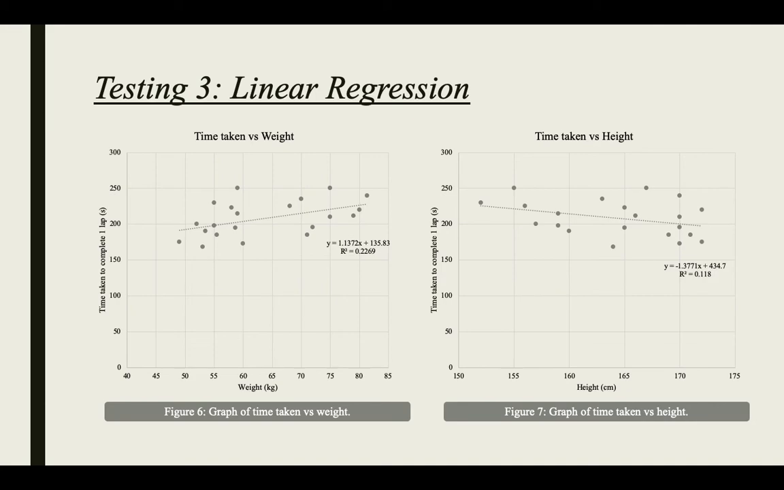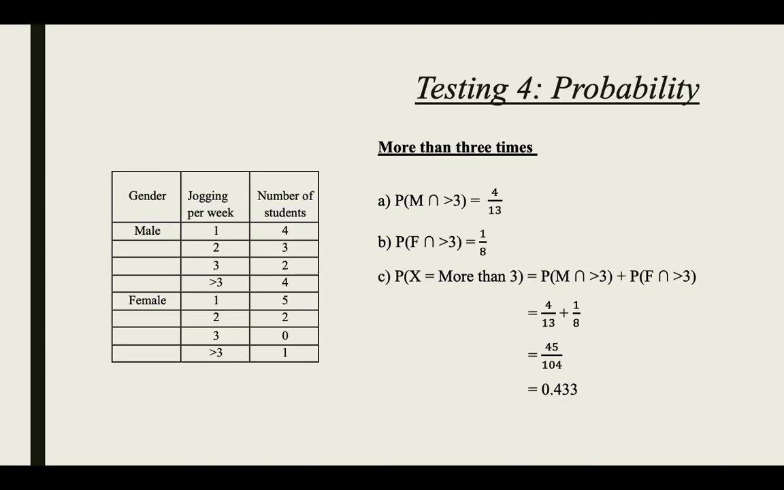While we move to the second graph, which is time taken versus height, and we have the equation y equals negative 1.3771x plus 434.7, and we have the negative slope. So the graph is a negative trend line. So from the graph we know that when the height increases, the time taken to complete one lap decreases, and we have the r squared value is 0.118, which is also not so good, as it is further from the regression line. So we move to the next testing.